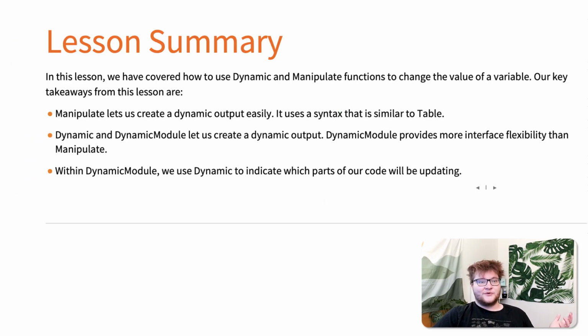So in this lesson, we've covered how to use Dynamic and Manipulate functions to change the value of a variable. Our key takeaways from this lesson are that Manipulate lets us create dynamic output really easily, and it uses a syntax very similar to Table. Dynamic and DynamicModule let us create dynamic output. DynamicModule provides more interface flexibility than Manipulate does. Within DynamicModule, we use Dynamic to indicate which parts of our code are going to be updating.